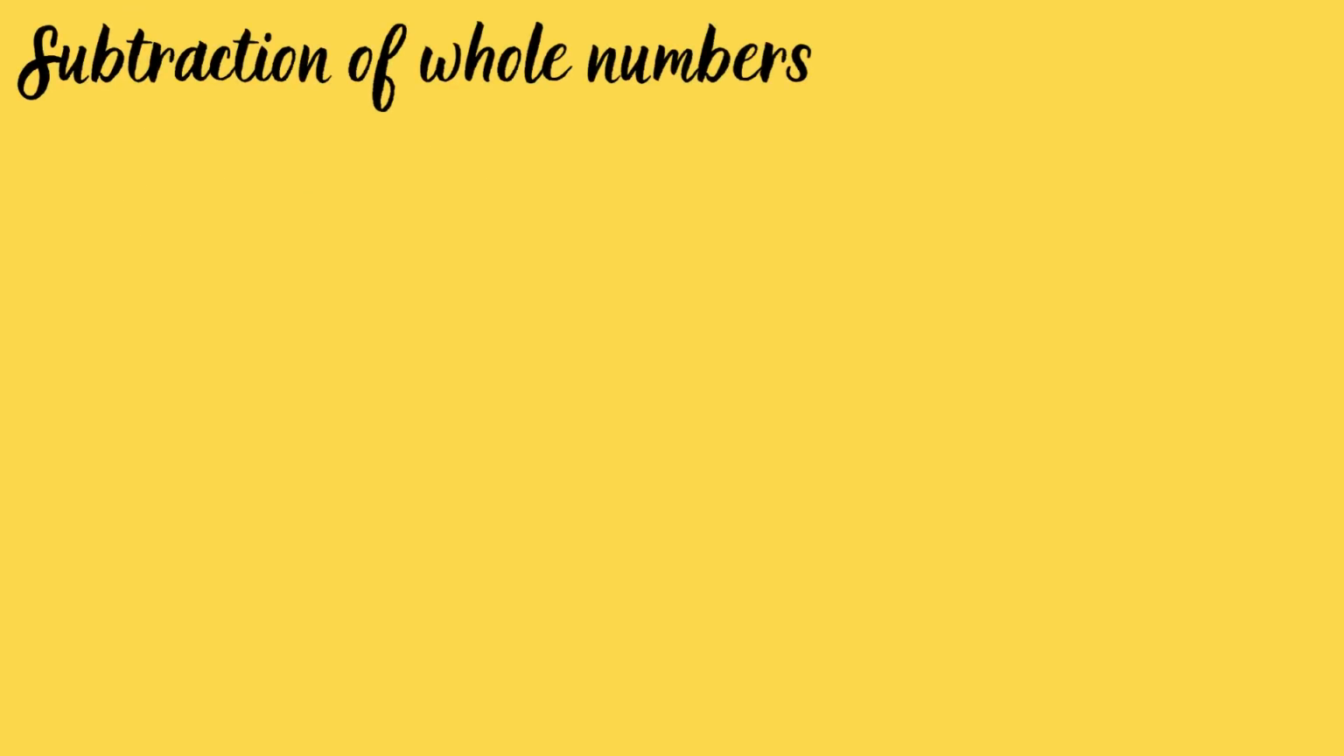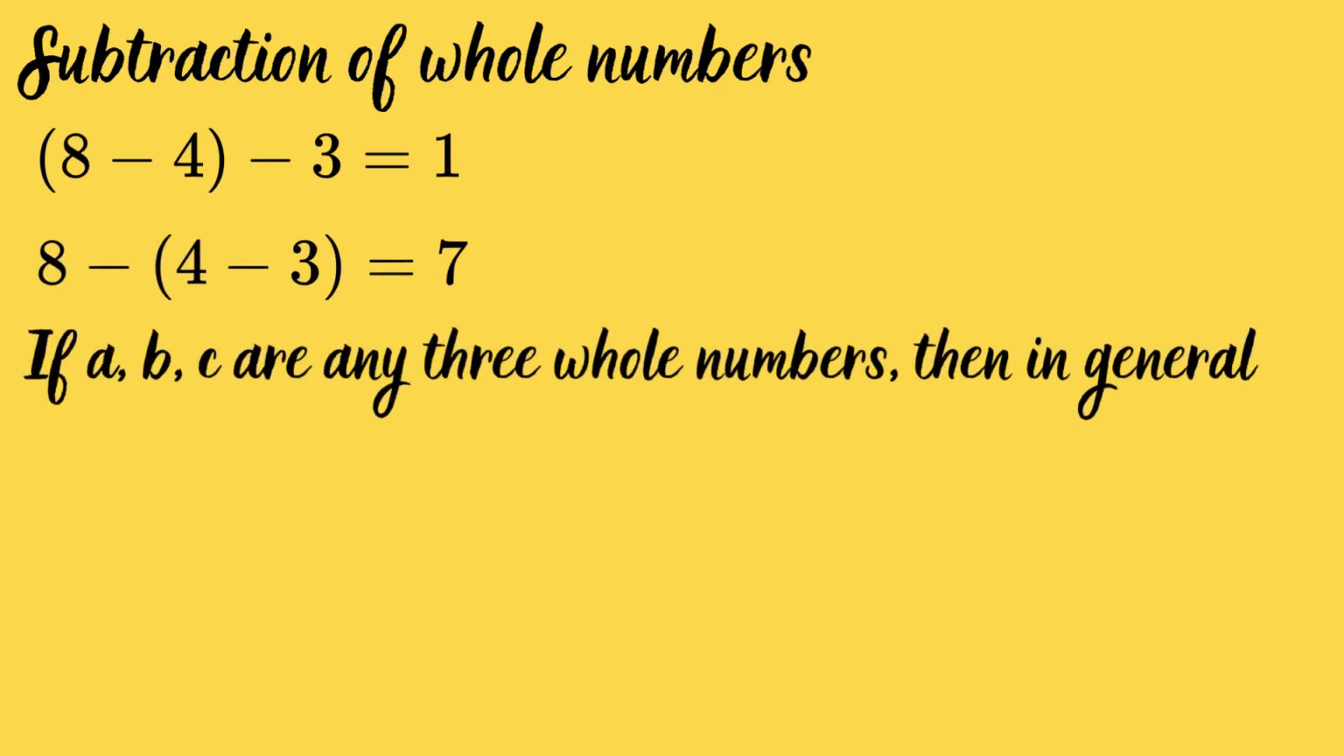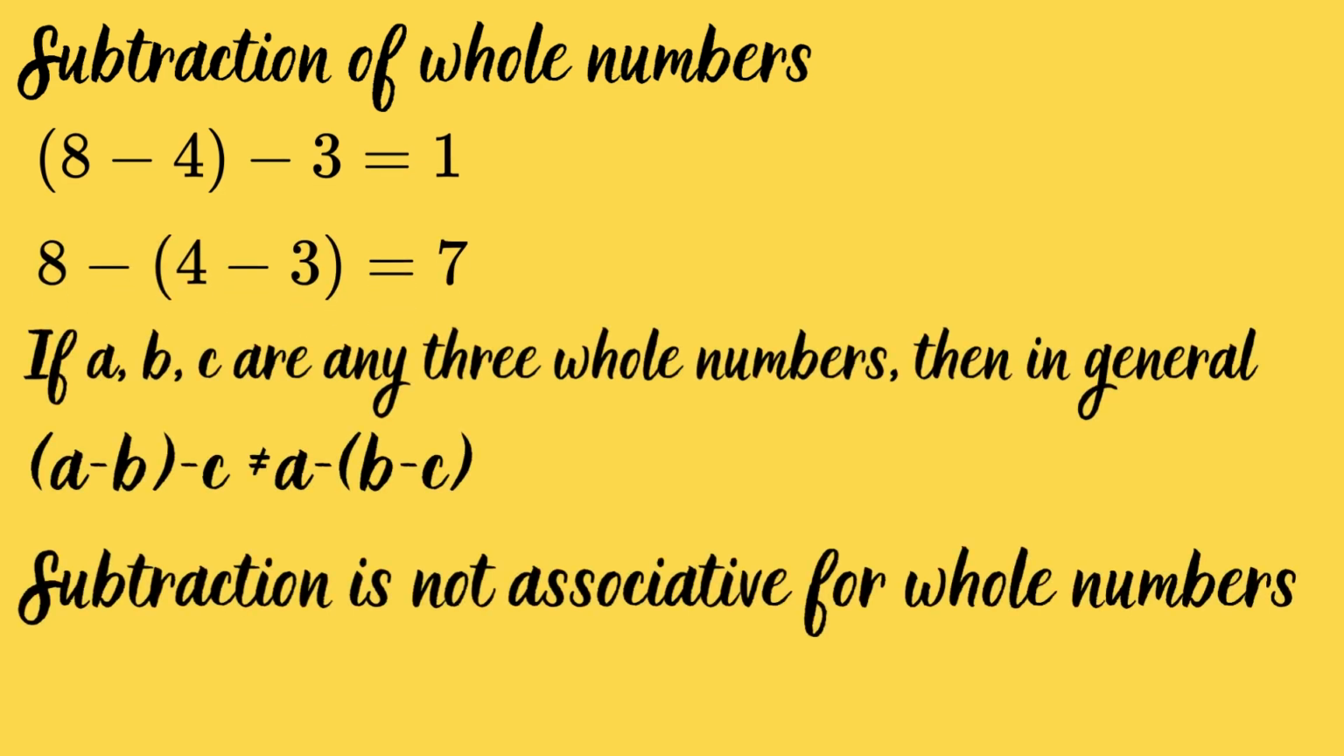Let's go to the associative property of subtraction of whole numbers. Let's take the example of three whole numbers again. So let's look at 8, 4 and 3. So suppose we do 8 minus 4 first and then subtract 3, we get 4 minus 3, that is 1.